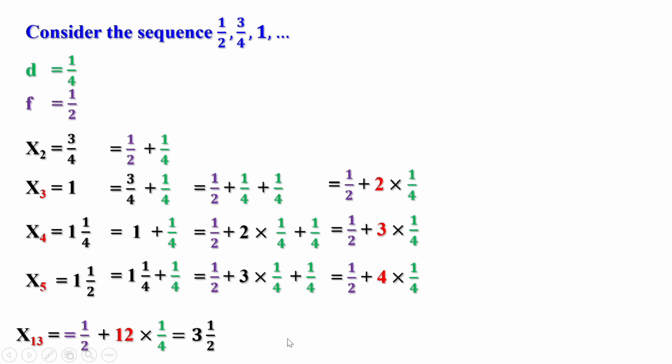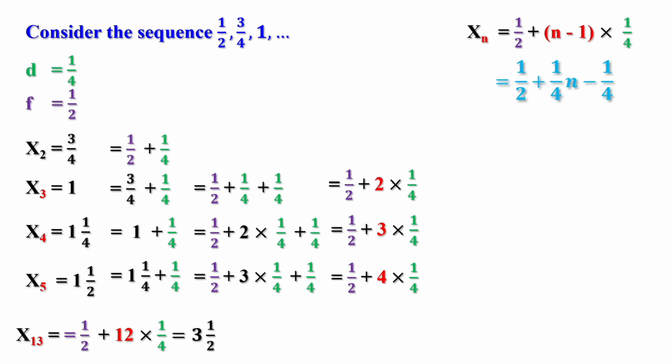Now what is the nth term? Half plus n minus 1 times 1 by 4. Multiplying, we will get half plus 1 by 4 n minus 1 by 4. We can write 1 by 4 n at first, and half minus 1 by 4 is 1 by 4. So that is 1 by 4 n plus 1 by 4.